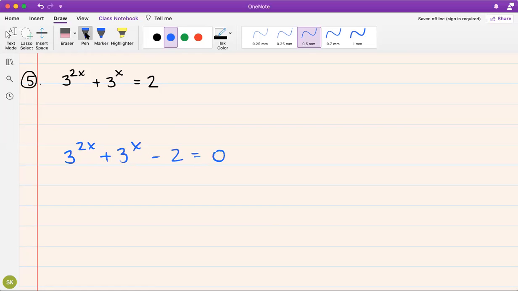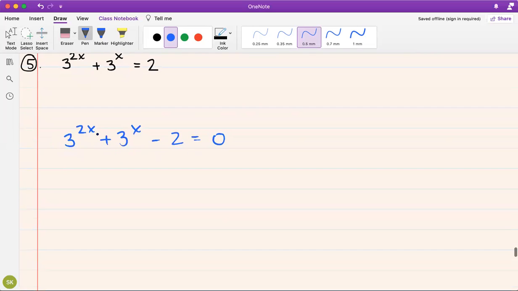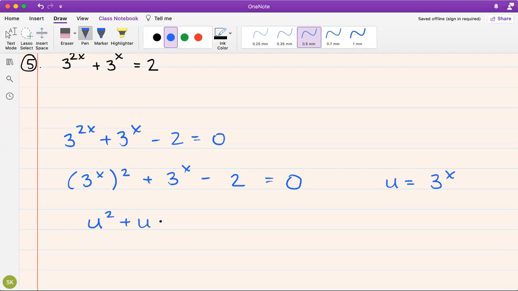Okay, notice that this 3 to the 2x is the same thing as 3 to the x, squared, plus 3 to the x minus 2. Do you agree with that? Is 3 to the x squared the same thing as 3 to the 2x? Remember, you just multiply these two exponents. So the answer is yes. Now what happens if we let the letter u be equal to 3 to the x? Well, we'll get u squared plus u minus 2 is equal to 0.